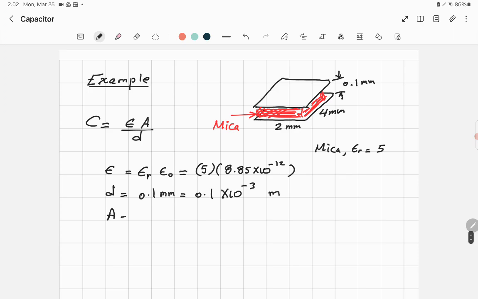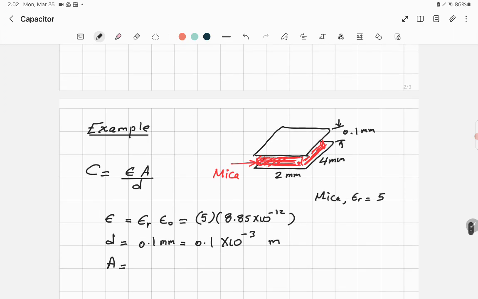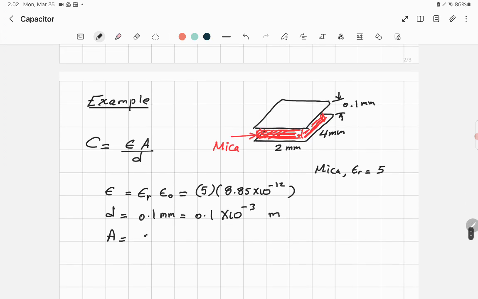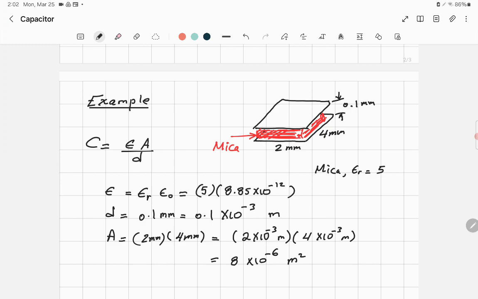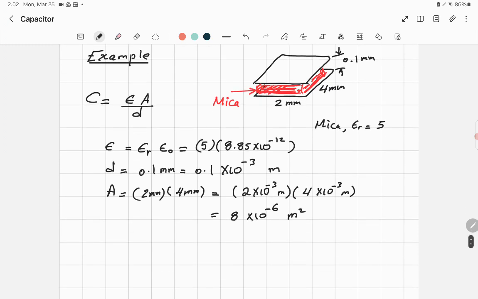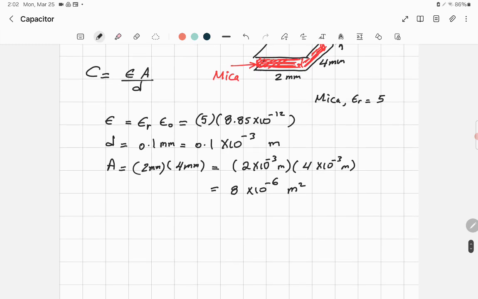And the area, well, obviously the area is like a rectangle, and to find the area, multiply 2 millimeter by 4 millimeter. You have to convert to meter, so you have 2 times 10 negative 3 meter times 4 times 10 negative 3 meter. When you multiply, you will have 8 times 10 negative 6, and the unit is meter squared. Found the area. Now I have all three parameters.